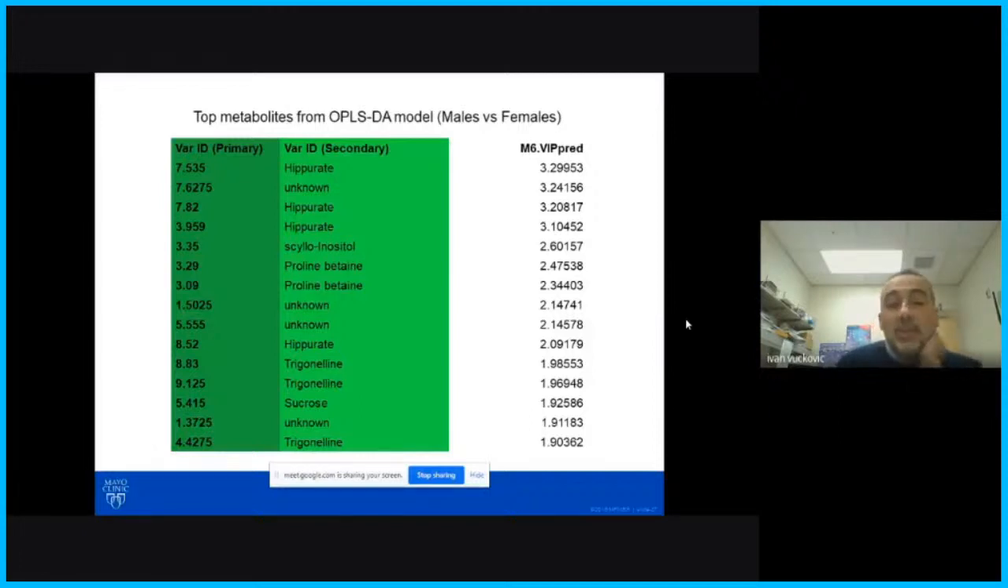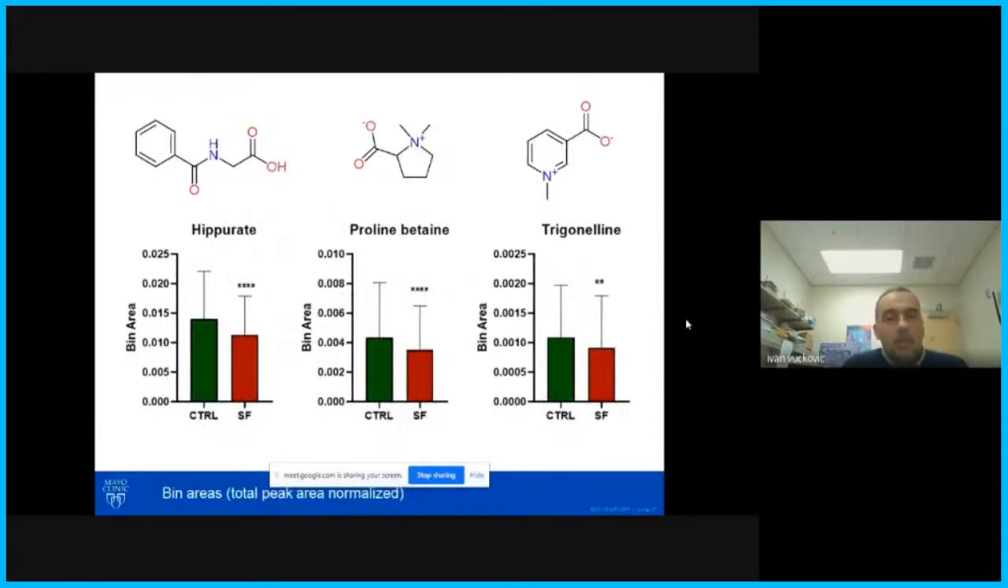So the top bin is associated with hippuric acid, and you can see that other hippuric acid related bins are also showing up as important. We are still in the process of evaluating these results and trying to put them in biological context, but for me, it was indicative that some of these bins are pointing to particular metabolites, and most intriguing were these three.